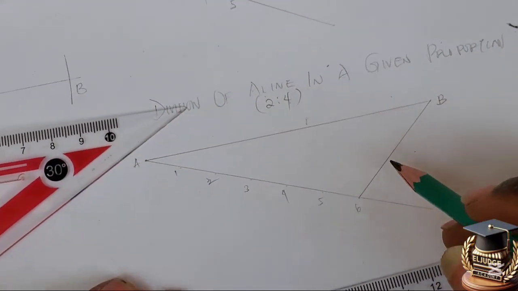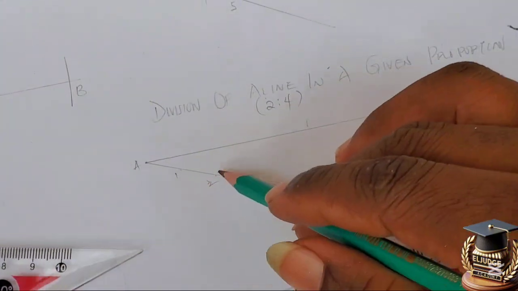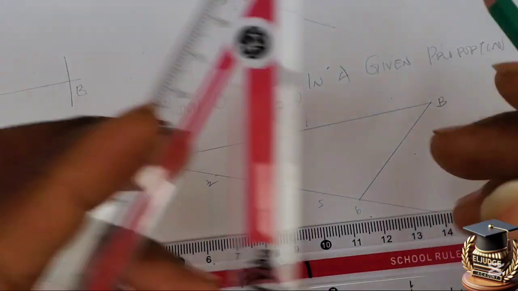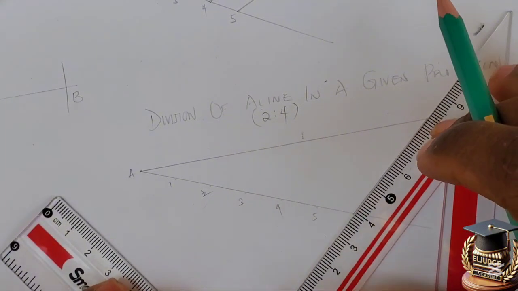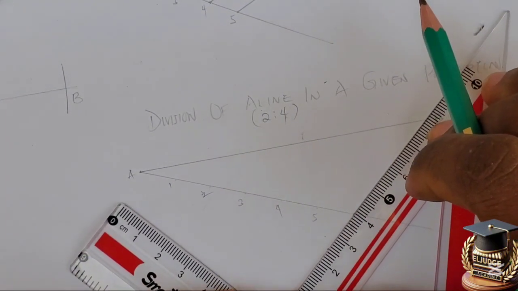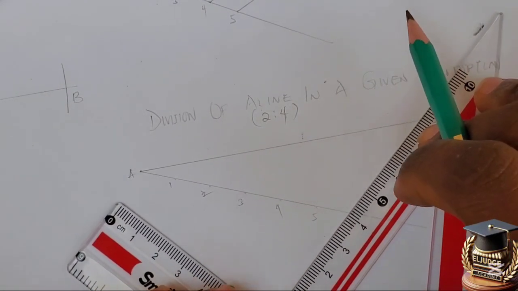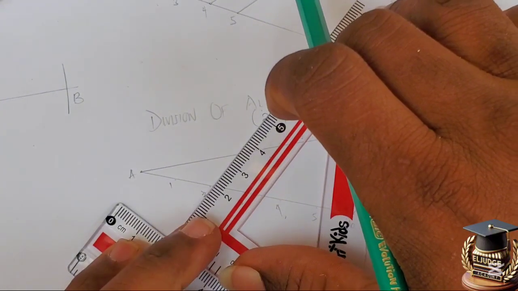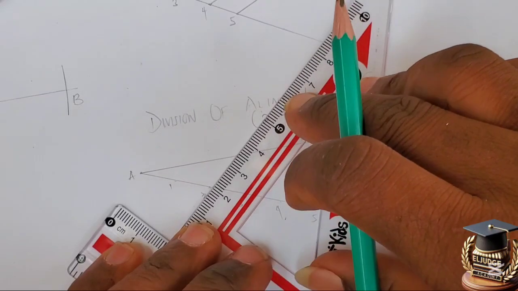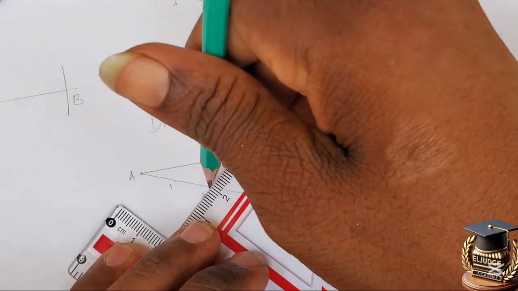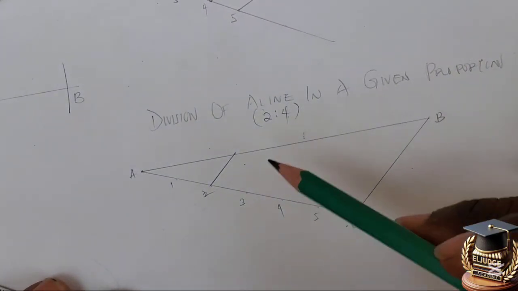Then since it's given in ratio 2:4, that means we have to have 2 parts, then 4 parts. So we have to draw the line at number 2. Before we do that, we make sure we have the set square parallel to this line. Then we can start sliding. In this case, you just need to pick the point 2. So at point 2, and that is the division of a line in a given proportion.